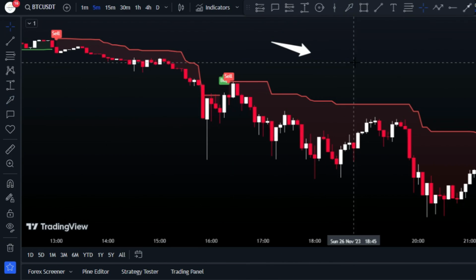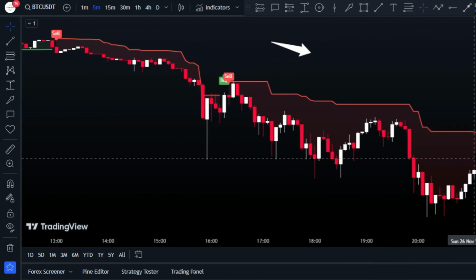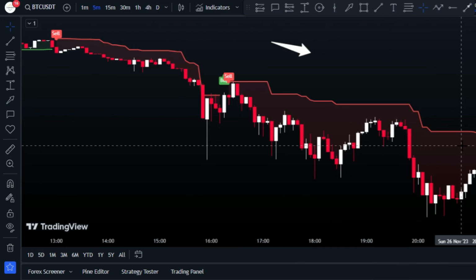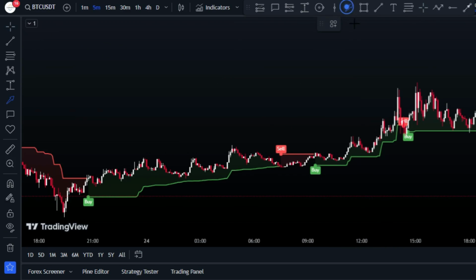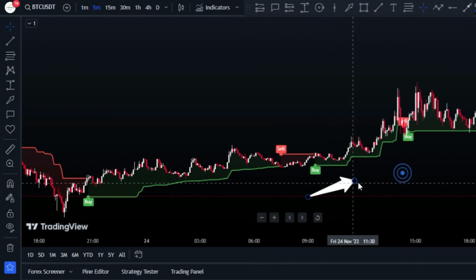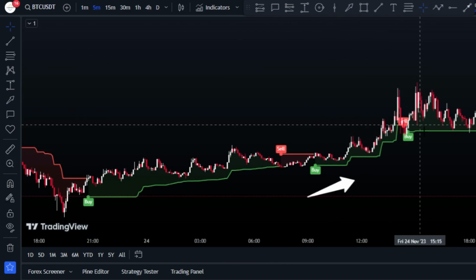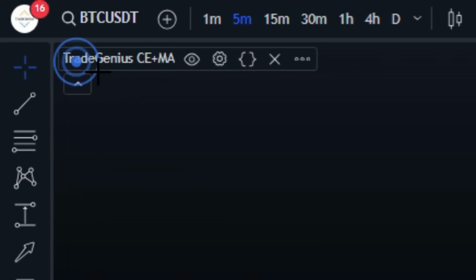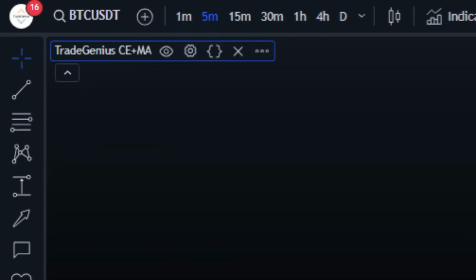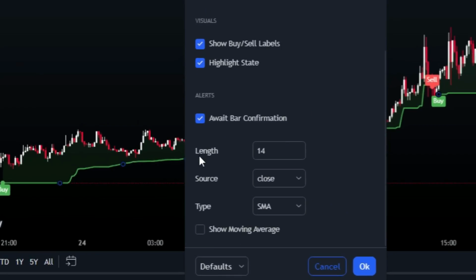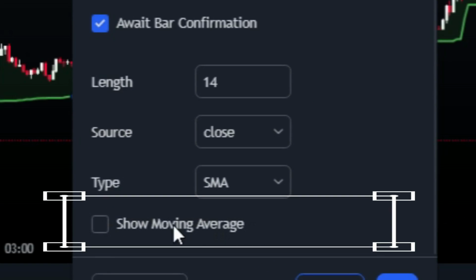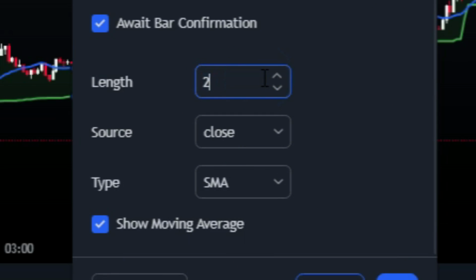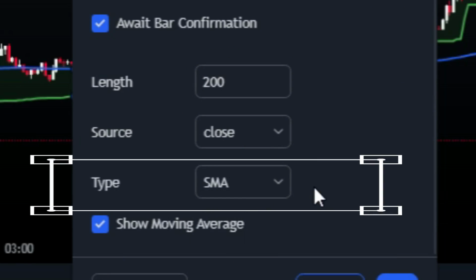But hold on a minute. Relying solely on these signals won't shield you from trading against the trend. But fear not, I've got you covered. Just head back to the indicator settings and activate the Show Moving Average option. And adjust the length to 200. Ensure the type is set to SMA.